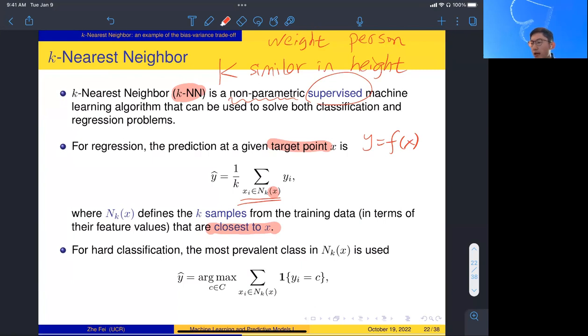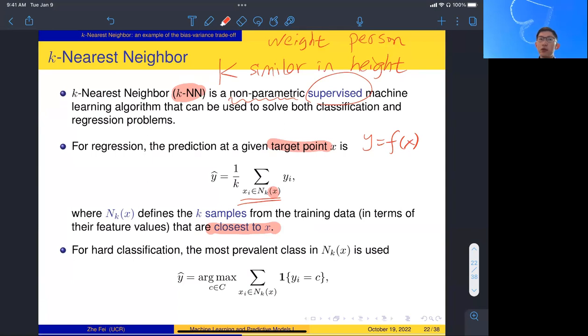For all these xi in our neighborhood, they have the corresponding yi value that we observe, because they are in the training set, so we observe their xi and yi. Then we simply take the average of the yi's of this neighborhood to get our y hat estimate. This y hat is the estimate as well as the prediction for our target x.